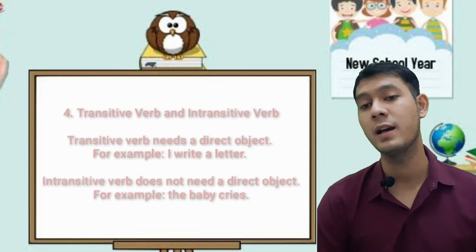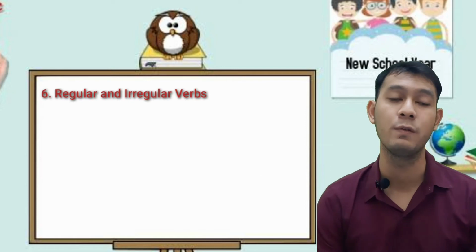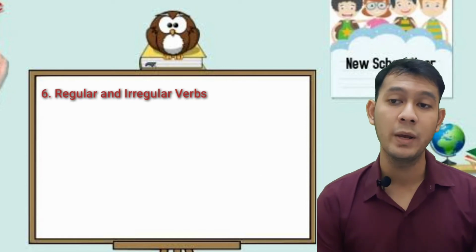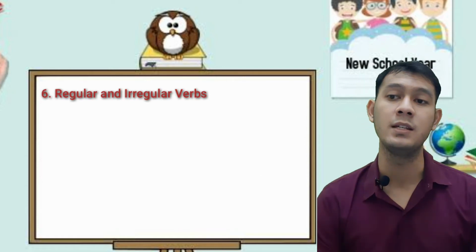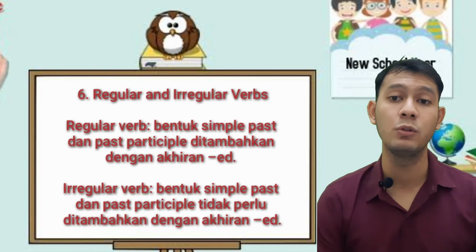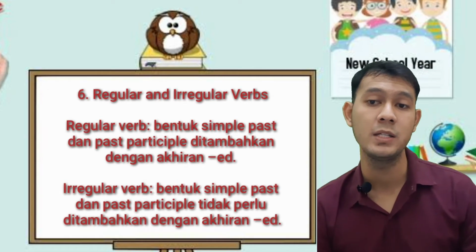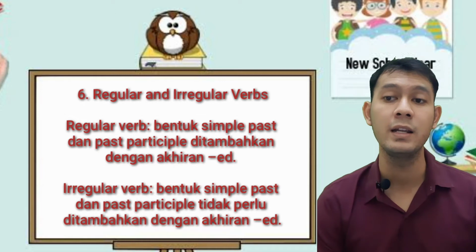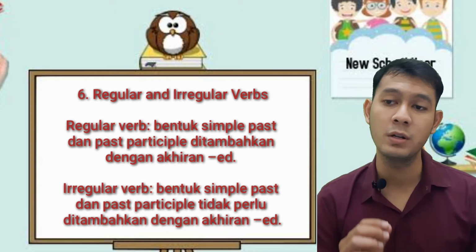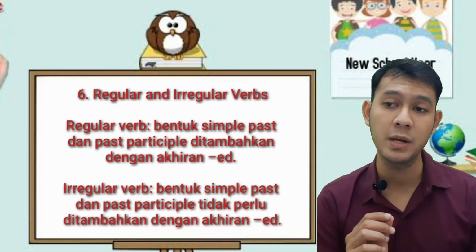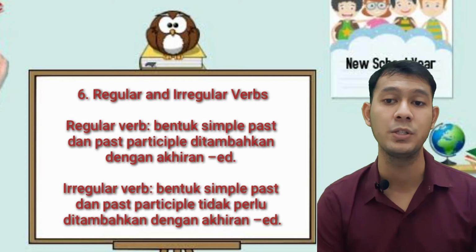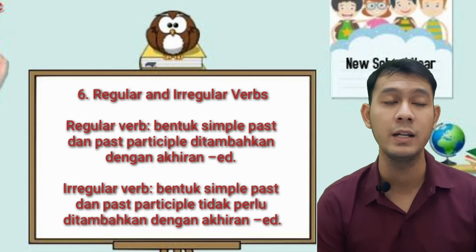Oke, kemudian yang terakhir adalah regular and irregular verbs. Untuk membedakannya is actually very easy. Regular verb memiliki bentuk simple past dan past participle yang ditambahkan dengan akhiran ed. Sedangkan irregular verb bentuk simple past-nya dan bentuk past participle-nya tidak perlu ditambahkan dengan akhiran ed.